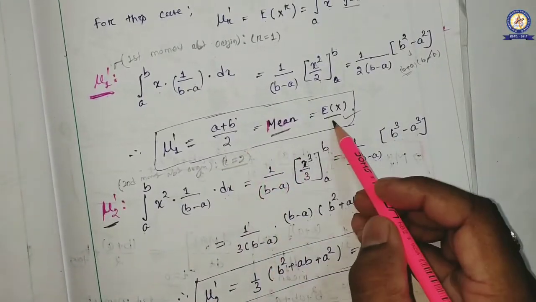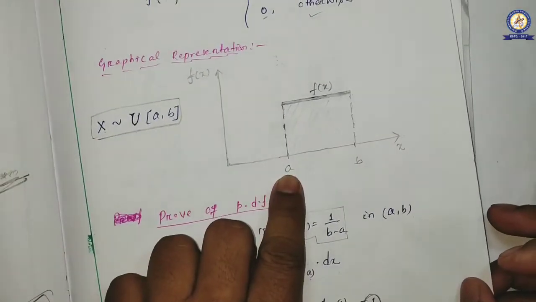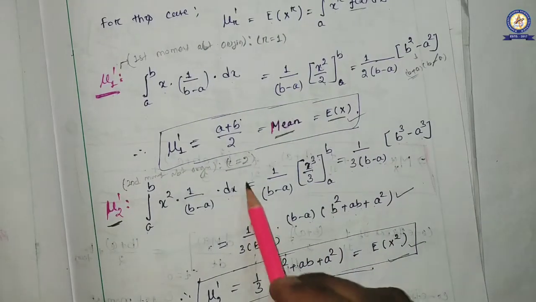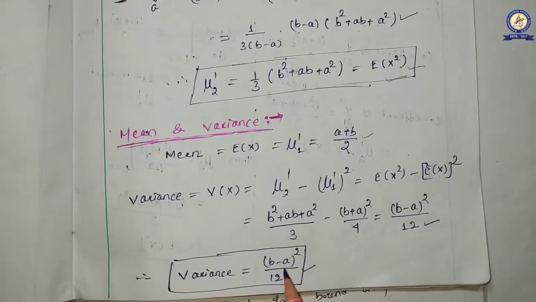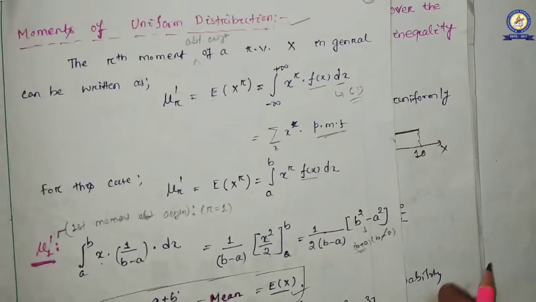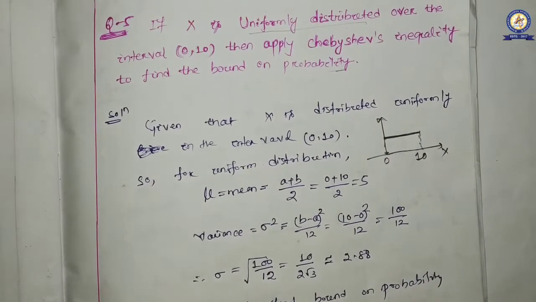For the uniform distribution, the mean is (a plus b) by 2. That means the lower and higher limit values you have to add, divided by 2. That is your mean, and variance is (b minus a) square by 12. So these two values we are going to use to solve this problem.